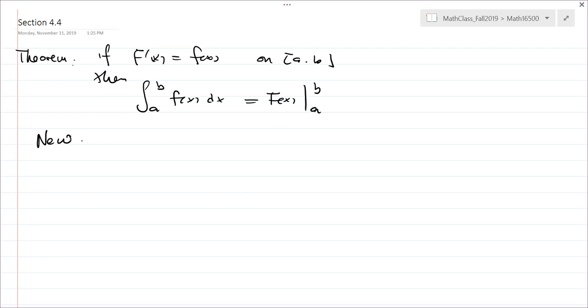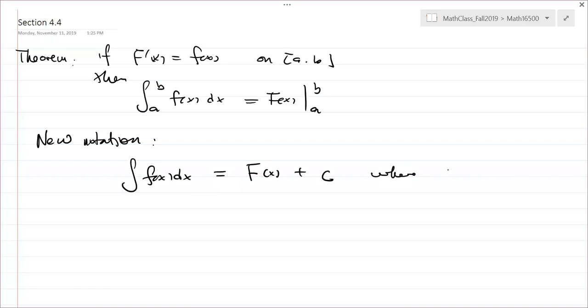I'm going to introduce a new notation. This integral is called the indefinite integral. It is defined to be capital F of x plus a constant, where F prime of x is just equal to f of x. So this is a general antiderivative of the function, and it is called the indefinite integral.